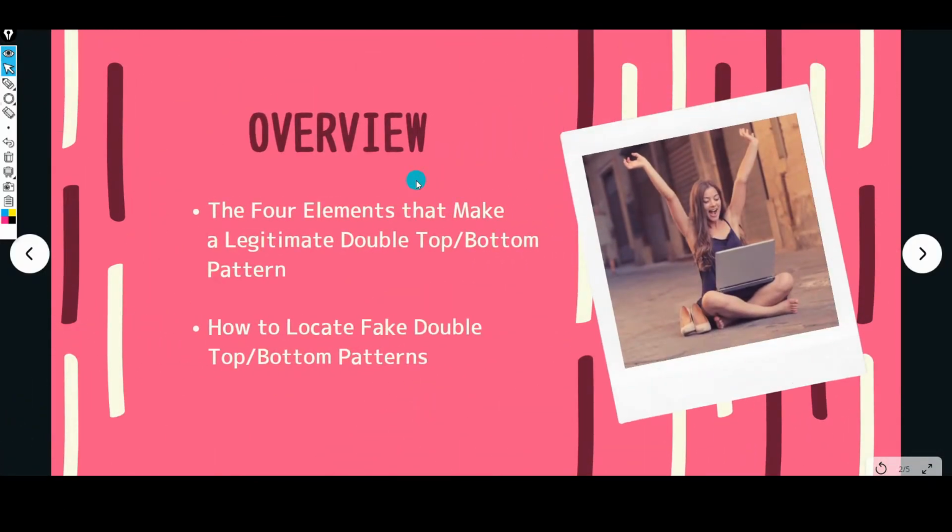Alright, here's a lesson overview. First, I'll be explaining the 4 elements that make a legitimate double top and bottom pattern, and then I'll go on to how to locate fake double top and bottom patterns.